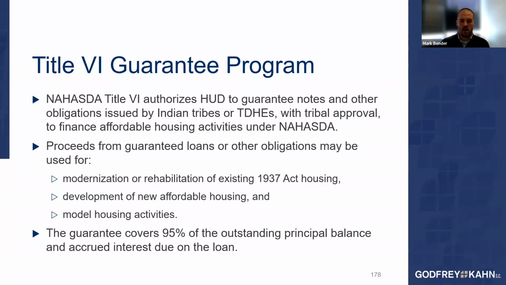The idea here is that the lender, who has a 95% guarantee from the federal government, would be far more willing to lend on any project with the risk being minimal, provided that the lender follows all the necessary rules. If the tribe is unable to repay the loan, the lender simply turns around to the federal government and asks for the loan to be repaid, up to that 95%.